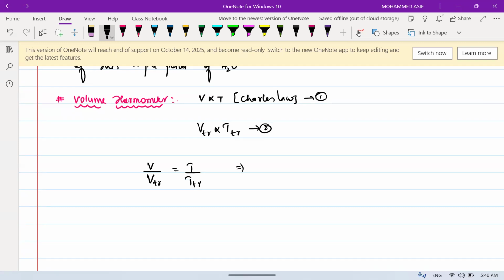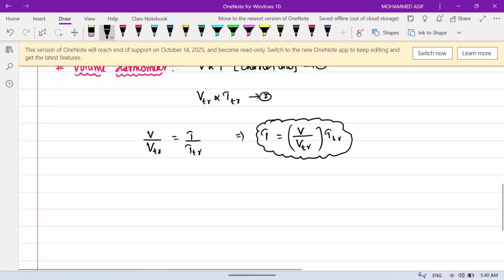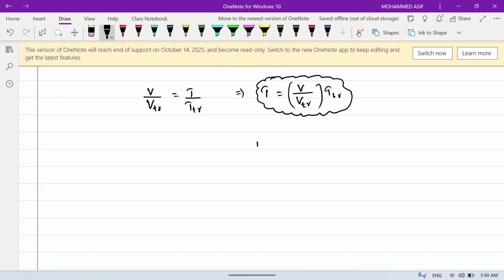So I can calculate the temperature from this. T is equal to V divided by volume of triple point multiplied by temperature of triple point. So the temperature of a volume gas thermometer can be given by the formula T equals V divided by V triple point into temperature of triple point. That means I can write capital T equals 273.16 multiplied by V divided by volume of triple point. If that data has been given, I can calculate the temperature using this formula.